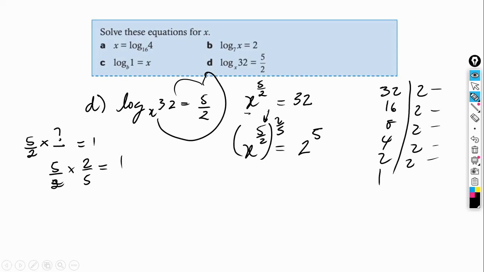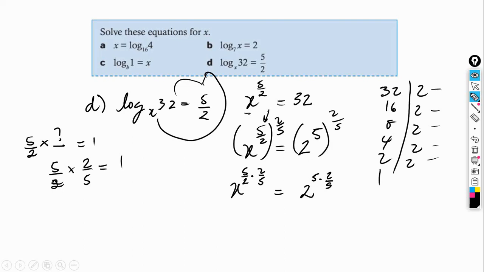But we cannot just do that to one side of the equality. We would have to do this exact same thing to the other side of the equality. So we go this to the power of 2/5. So then what do we get? Now, we didn't alter the equality because we did the exact same thing to both sides of it. What are we going to get then? We're going to get x to the power of 5/2 times 2/5 is equal to 2 to the 5 times 2/5. Remember that when you multiply by fractions, you multiply by the top number and divide by the bottom number, right?